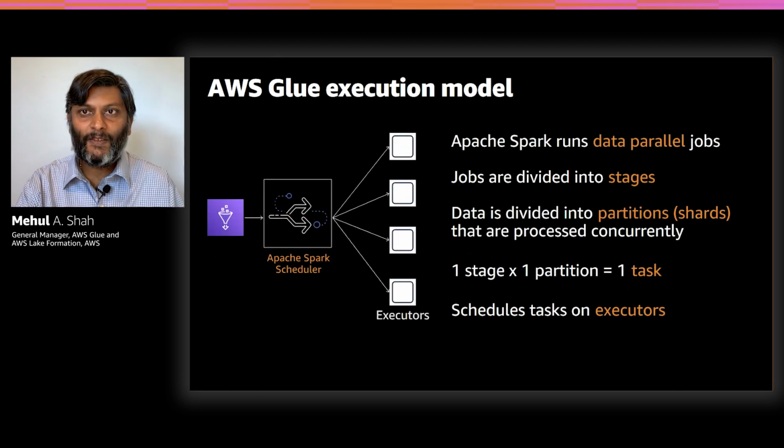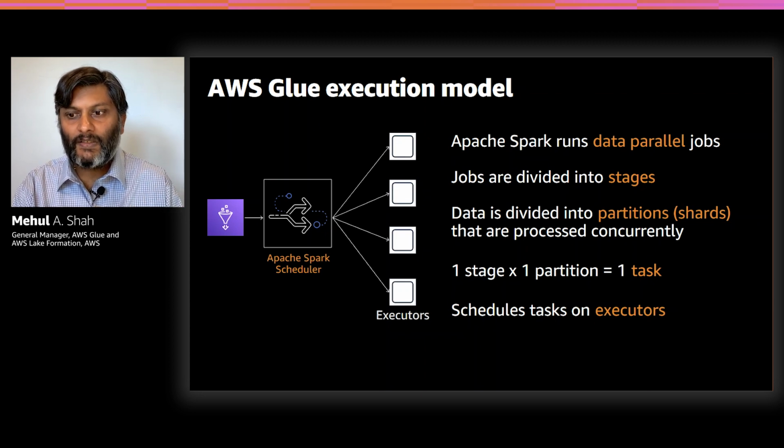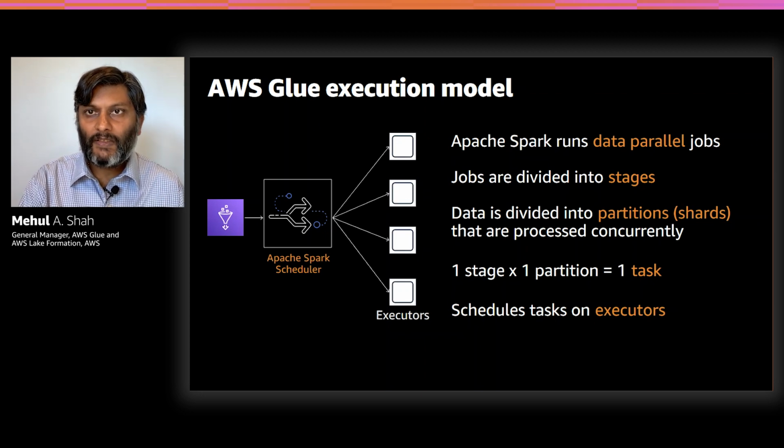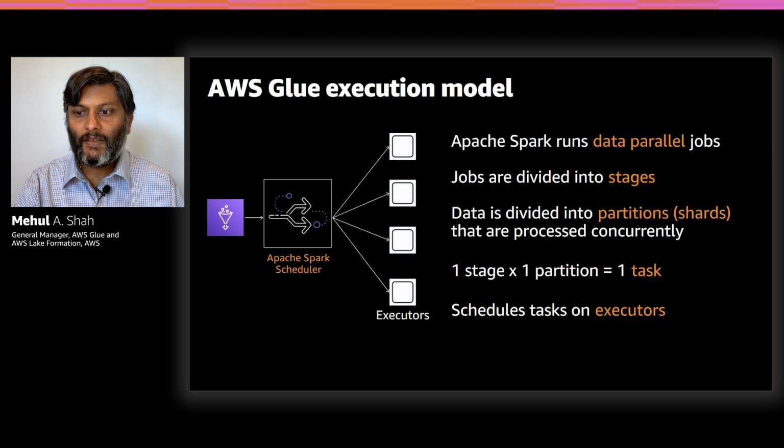But before I get there, let me tell you how Spark works so you have some background. When Glue runs a job on Spark, Spark takes those scripts and breaks them up. Spark is a data parallel system, so it's going to take your jobs and divide them into stages. Each stage is going to run over your data, and your data is going to be partitioned into shards. For each stage and for each partition, there's going to be a single task ready for execution. And what the Spark scheduler does is it takes those tasks and schedules them on executors, which are attached to virtual machines that comprise your cluster.